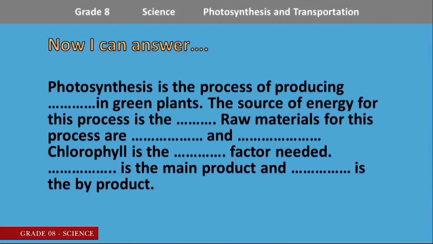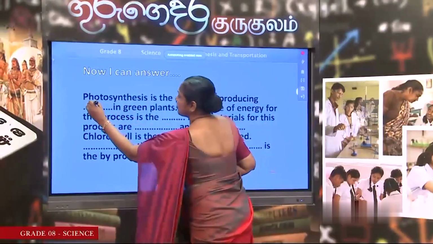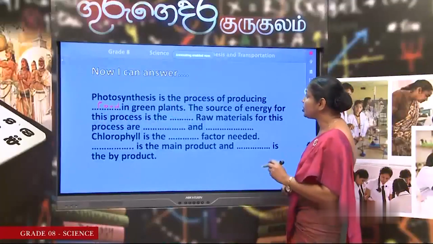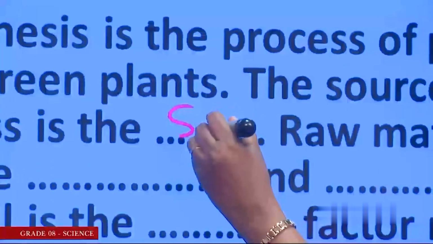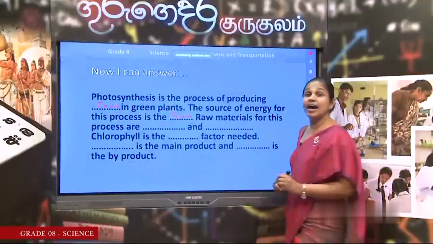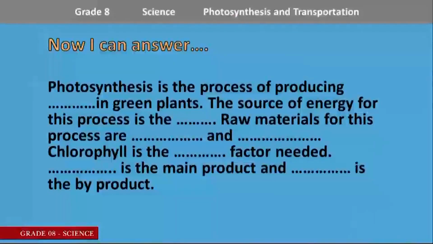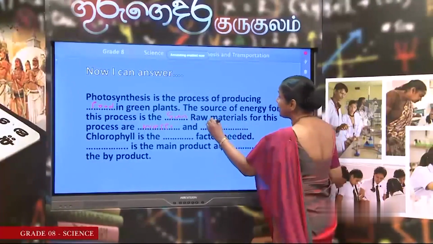Photosynthesis is the process of producing what? Producing food in green plants. Let me write answers here. Food in green plants. The source of energy for this process is the sun. I know that you all know the answer for these questions. Raw materials for the process are, what are raw materials, children? Can you remember? Water and carbon dioxide.